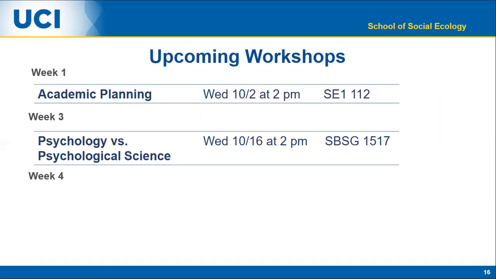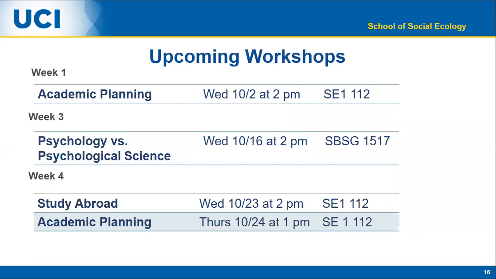During week 3, we have a psychology versus psychological science workshop because UCI has 3 psychology majors and it can be very confusing to find out which one you actually want to be in. So if you're not sure, come to this workshop. Then during week 4, we have another academic planning workshop, which would be good if the first one was full. And then if you're interested in studying abroad, we also have a study abroad workshop. The full list of workshops can be found on our website.